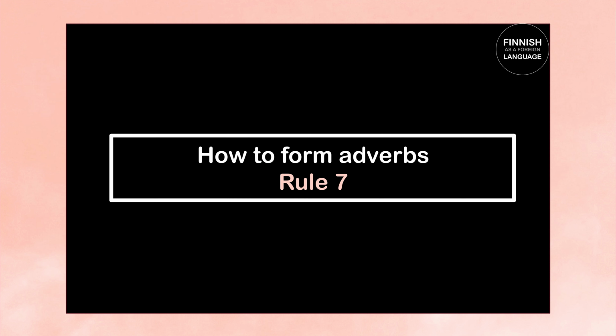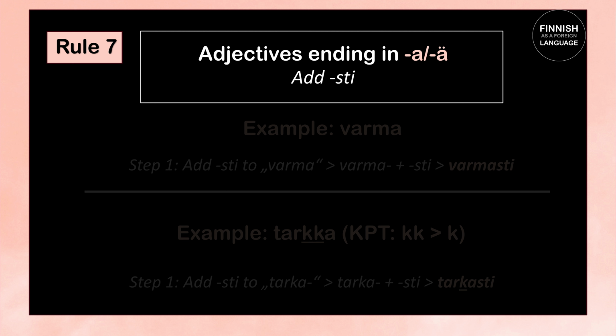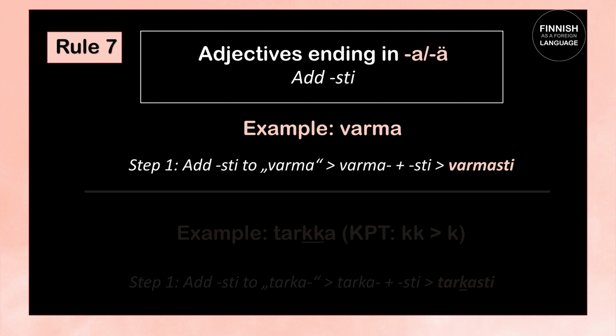Now, rule number 7. Adjectives ending either in a or ä, depending on the vowel harmony. Here we also have to just add sti. Here is one example, varma, meaning sure or certain. In our only step, we have to add sti to varma. Then we have varma plus sti and we receive the adverb varmasti, meaning surely or certainly.